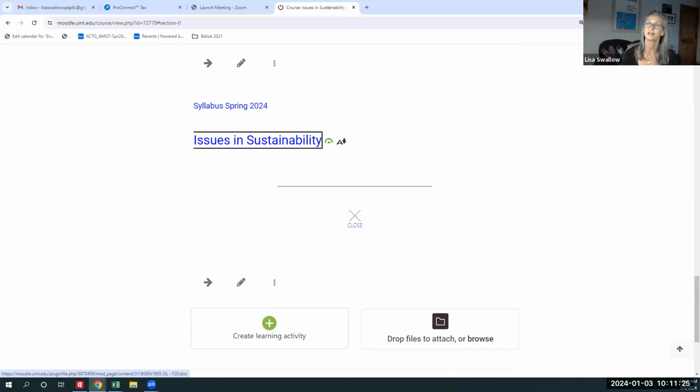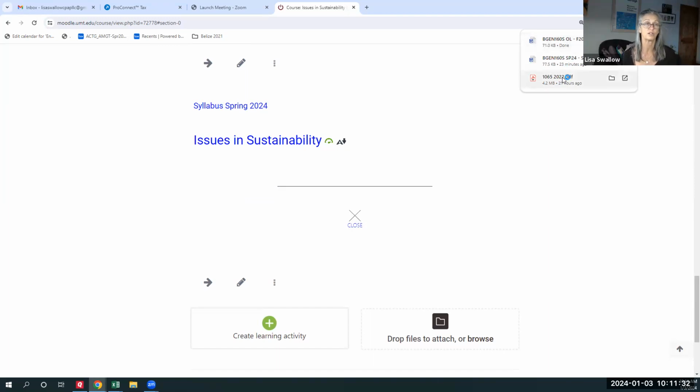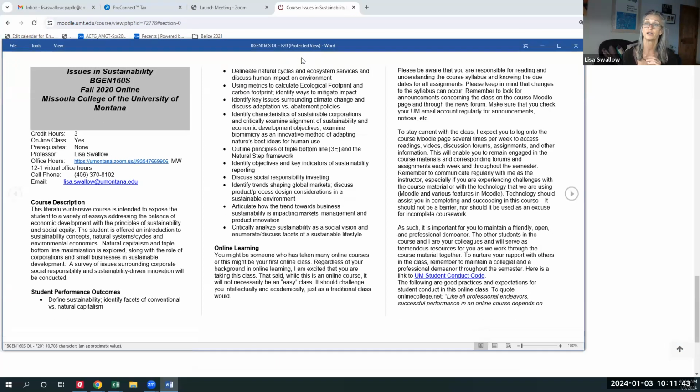So basically a syllabus is a contract. And this is our contract. This is my agreement with you. This is what you can expect. And in return, I'm pretty clear on the matrix that I use to grade your work. So let me just pop this over here.